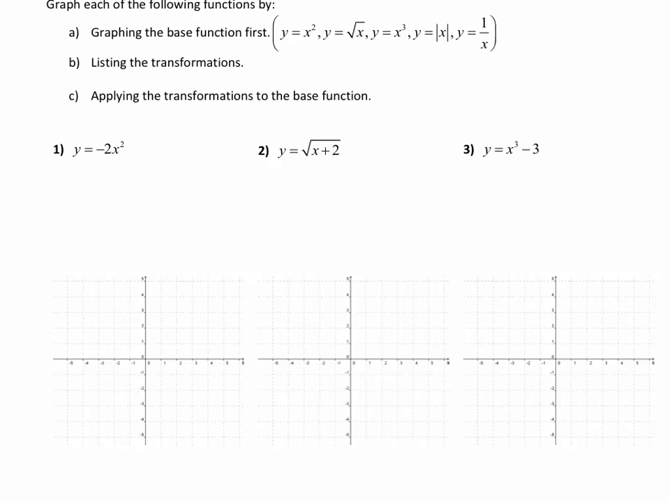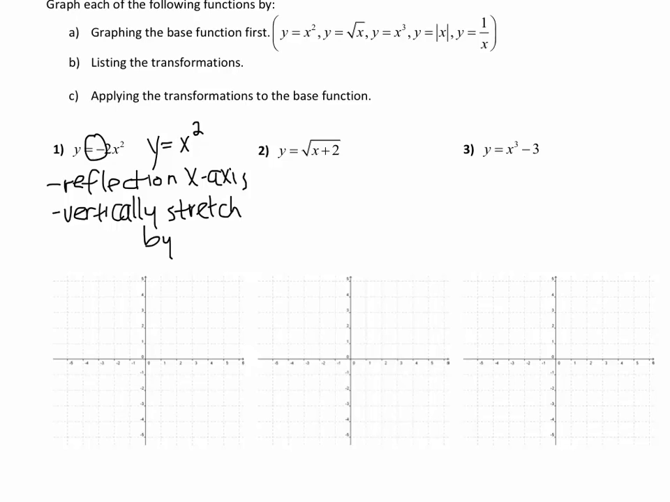We first want to identify what our base function is. So our base function is y equals x squared. We have a negative out front here. This is a negative a value, which means we have a reflection in the x-axis. And our a value is 2, which means we are vertically stretching by a factor of 2.